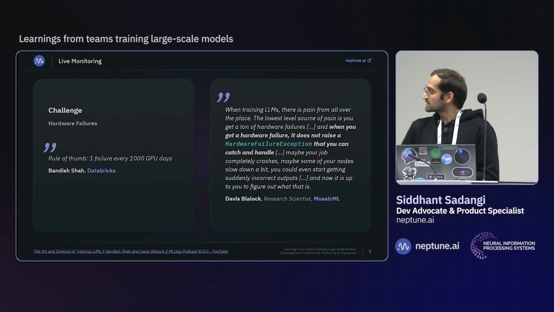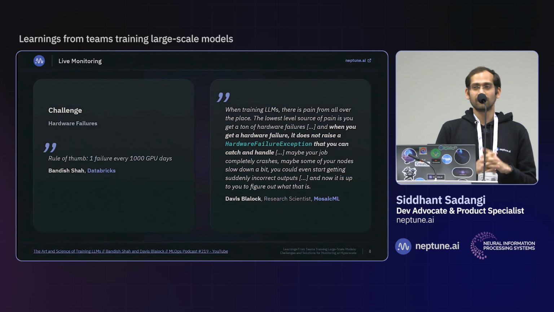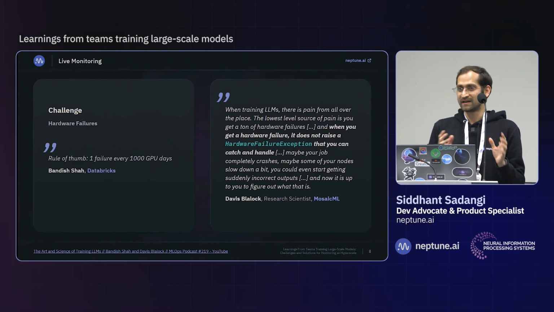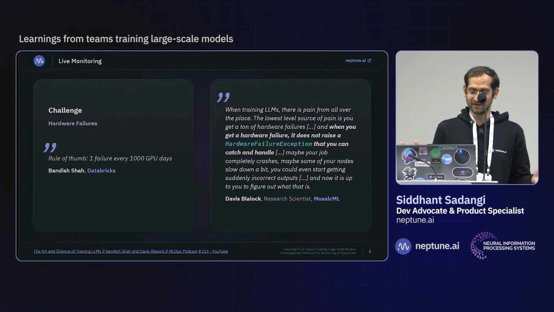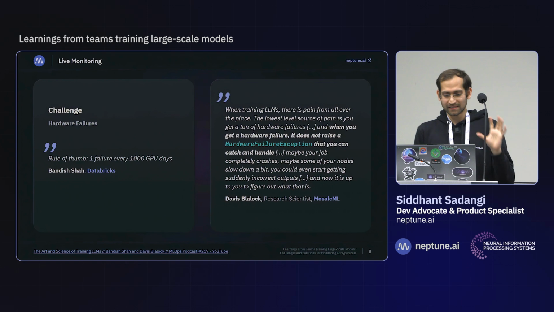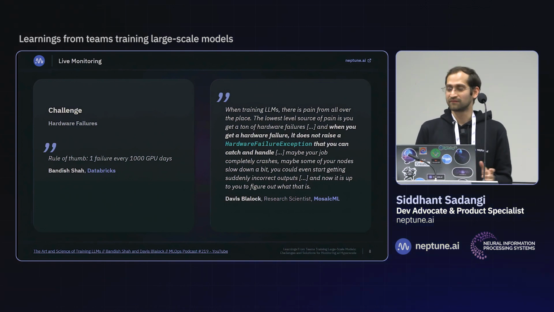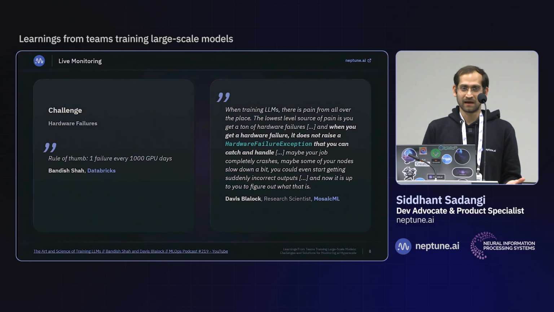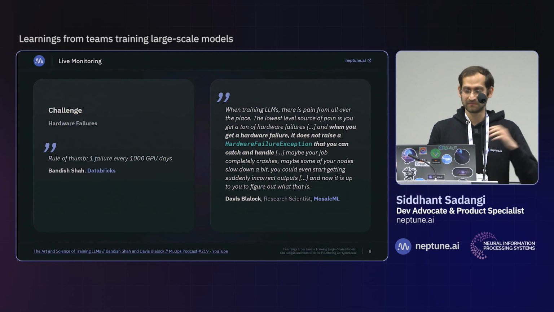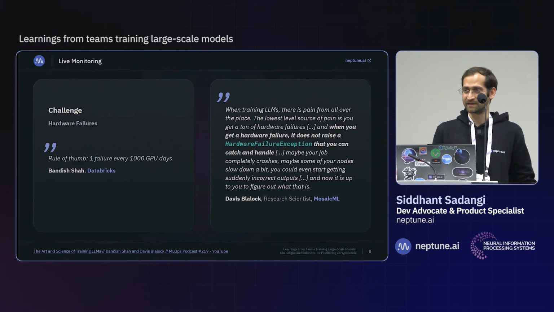So this brings us to another challenge, which I think all of you might have faced when training models at any scale: hardware failures, right? Distributed systems have failures, and as Bandish says, the rule of thumb is one failure every 1,000 GPU days. And 1,000 GPUs is generally pretty common now when you're training your own foundation model. So this basically translates to one failure every day.